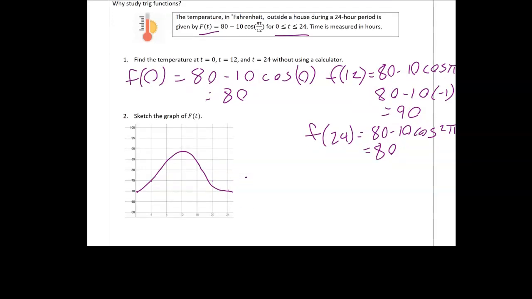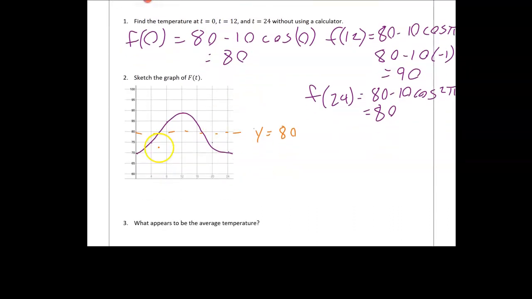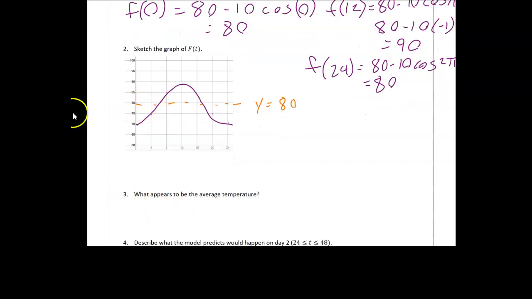And what you'll notice is, imagine I took an average of all of these. That average is that 80-degree line, which shows up in our function here. So that's what this lesson really is about, how the functions are related to the graphs of these. So we're going to start to explore that a little bit. My average temperature, again, is that 80 degrees, and that's called the midline of the function, the line around which the temperature seems to fluctuate.